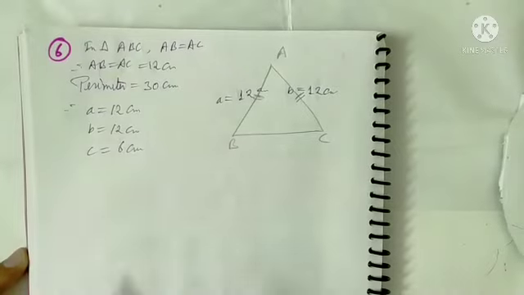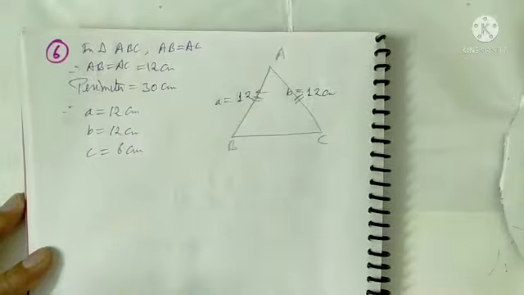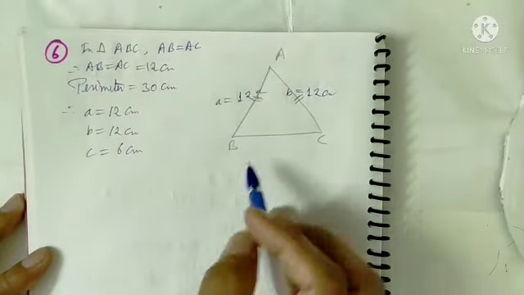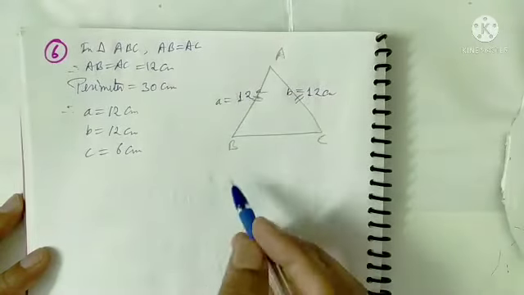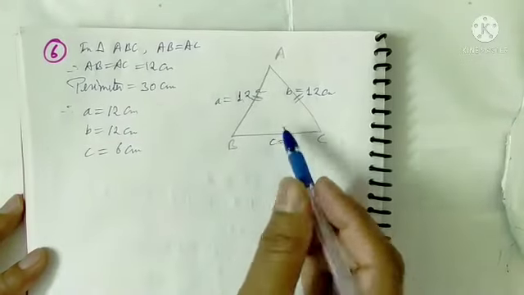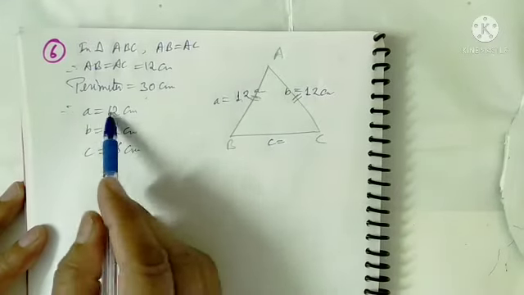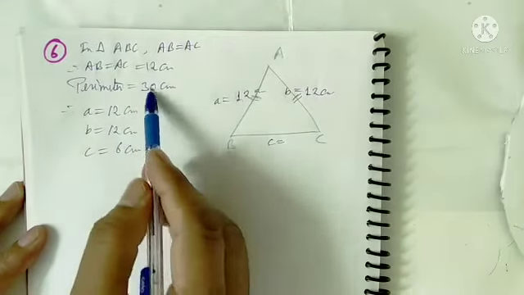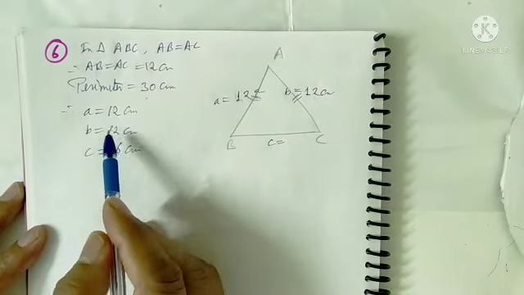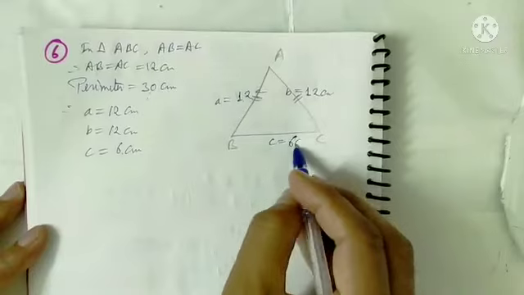Last question of this exercise, question 6. Triangle ABC is an isosceles triangle. Understand what it is? Isosceles triangle means two sides are equal in the triangle. Two sides are given, 12 and 12. This c is not given. And the perimeter is given as 30. How to take out the third side? It's very easy. a plus b plus c equal to 30. It means 12 plus 12 is 24. If you subtract 24 from 30, then it is 6. So that's why the third side is 6 centimeter.